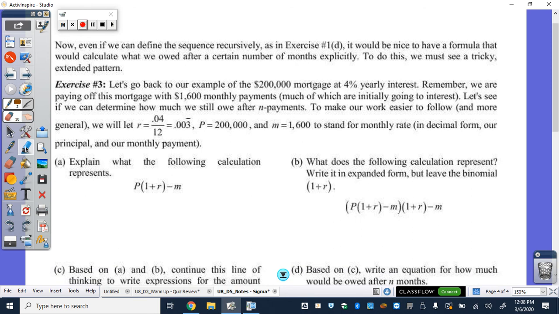So let's go back to our example: $200,000 mortgage, 4% interest, $1,600 monthly payments, which again covers part of the interest and the principal value. So when I say down here the letter R, that's representing our interest. P is the 200,000, M represents my monthly payment. So when you see those letters, that's what those are representing. So part A, explain what the following calculation represents. P times 1 plus R minus M. What is this representing here?